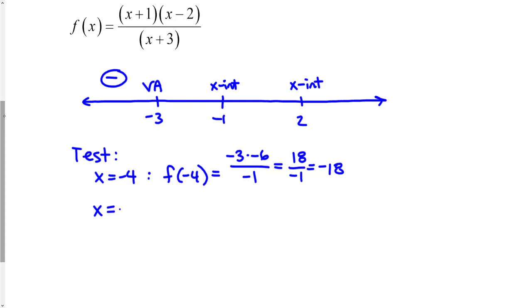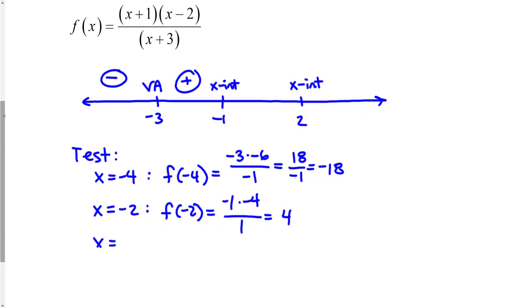So x equals -2. So f of -2, -2 plus 1 would be -1. -2 minus 2 is -4. -2 plus 3 is 1, so this is going to be +4. So again, it doesn't really matter that it's +4, it just matters that it's positive. And go on to the next one.